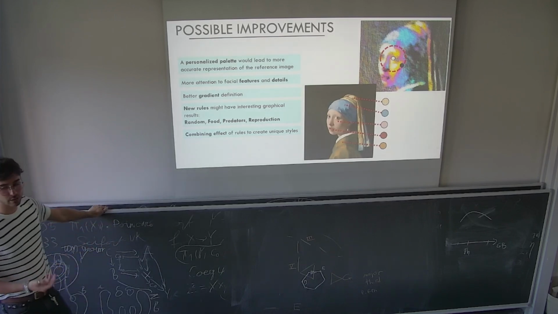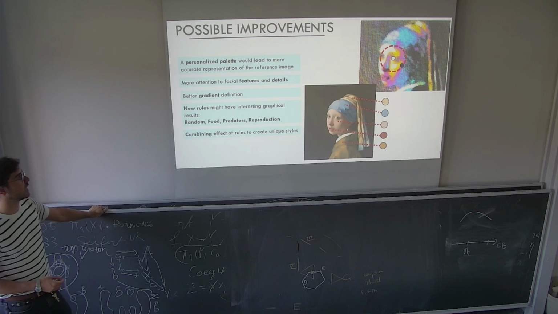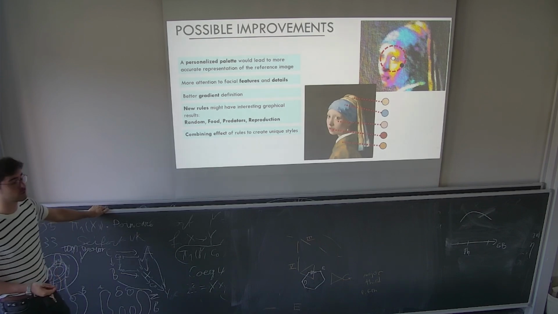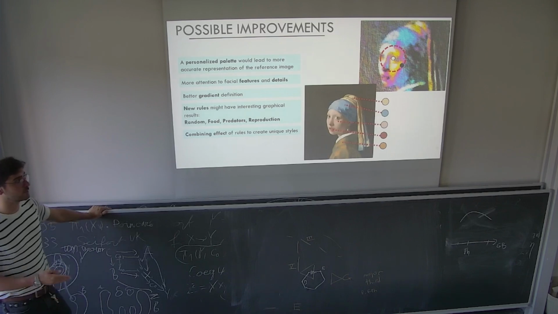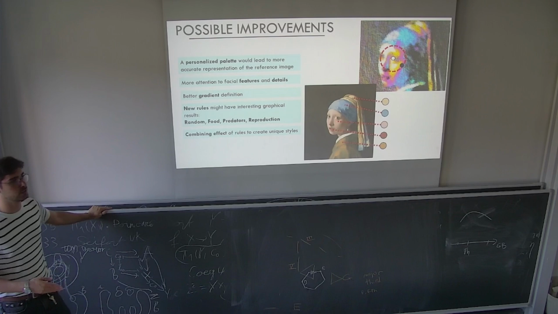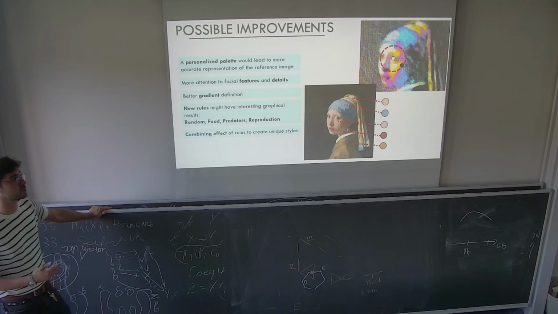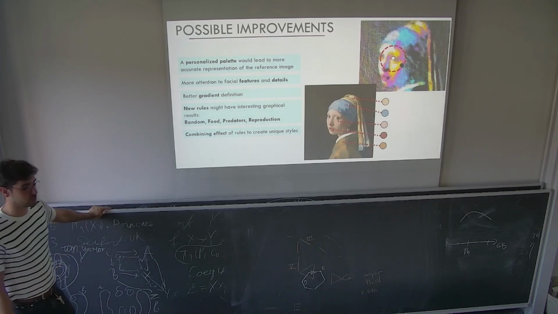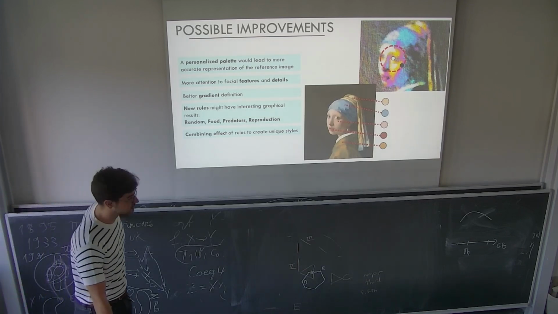Of course, a better gradient definition would be helpful, and also adding new rules like random food, predators and also reproduction. Like after this small project, I saw the effect of separation and cohesion. So it would be nice to create like a toolkit of which rule produces which effect and then just combining them. So it's more or less it.